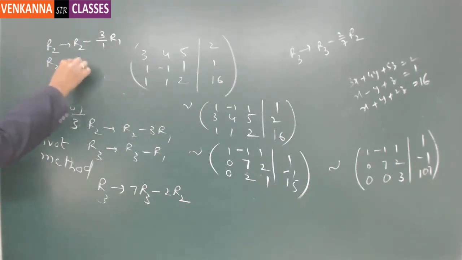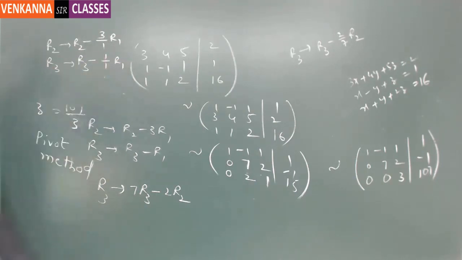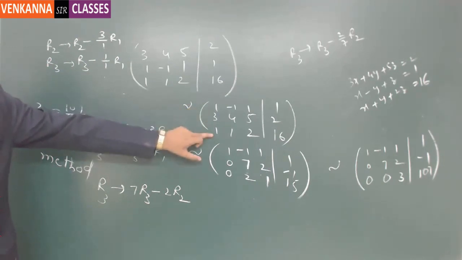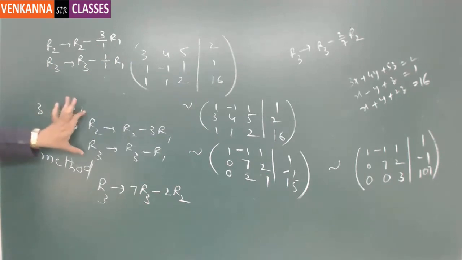Similarly, R3 tends to R3 minus 1 by 1 R1. Here the element is 1, diagonal element is 1. With this one you are going to divide, so 1 by 1 R1. So actually there is no problem generally for writing the first set of row operations.